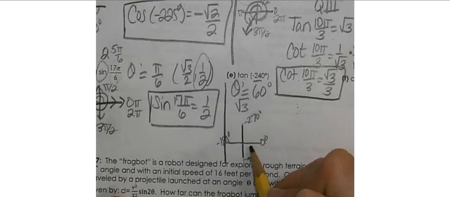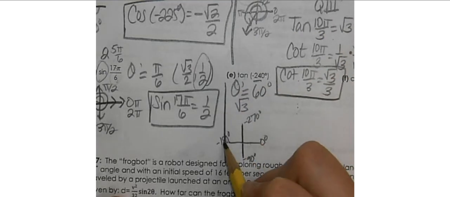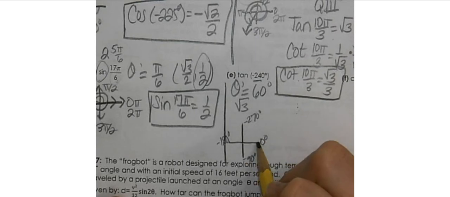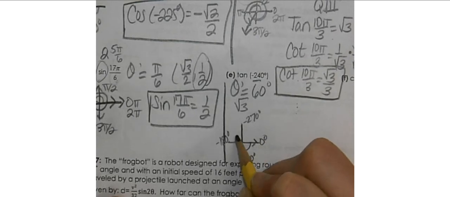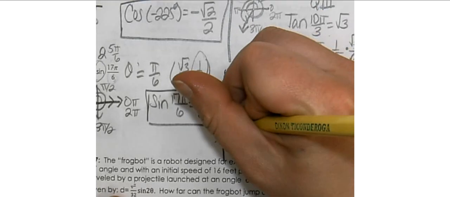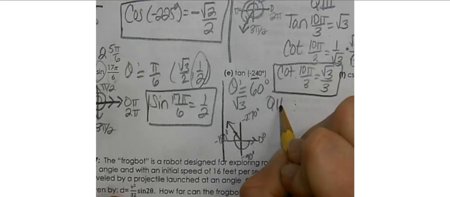Putting in all of my degrees. So I know that negative 240 is located in between 180 and 270. So that means that my angle is going to be located in quadrant number 2. In quadrant number 2, tangent is not positive. Sine is positive in quadrant number 2. So that tells me that the tangent of negative 240 degrees is equal to negative square root of 3. And that is our answer.